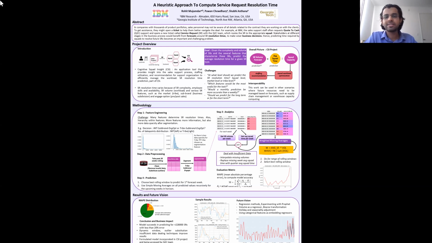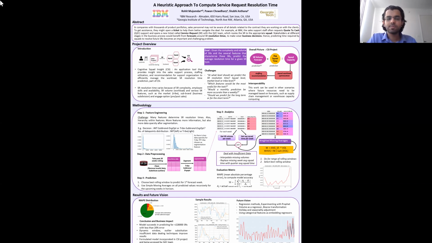We substitute those SR times lower or higher than 3 standard deviations with the values at the 3rd standard deviation. This not only helps us preserve the size of our data subset, but also helps us reduce the effect of outliers. With the clean data, we can segment it on the tribe, sub-brand, and engagement option features, which denote the market, business subdivision, and the pre or post-sale stage of the SRs respectively.